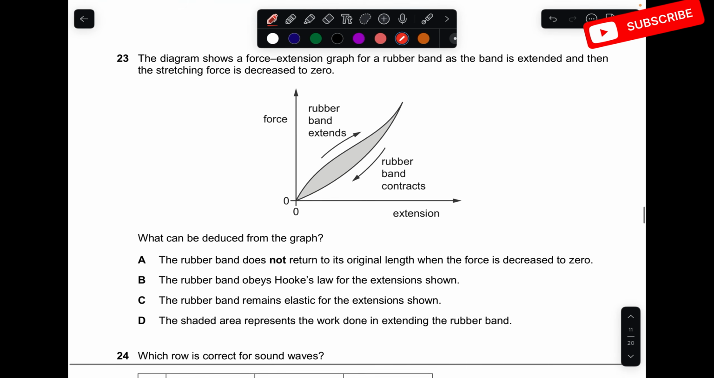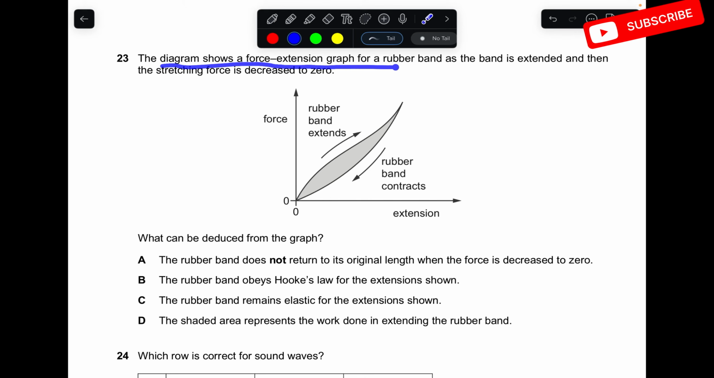In the next question, question 23. The diagram shows a force extension graph for a rubber band as the band is extended and then the stretching force is decreased to zero. What can be deduced from the graph? Option A: the rubber band does not return to the original length when the force is decreased to zero. If you see the graph, when there is a force applied on it, the rubber band is stretching. And when you remove the force, it's going back to the original point from where it started. So it is reaching the original length. X-axis is showing the extension. So extension is again zero.